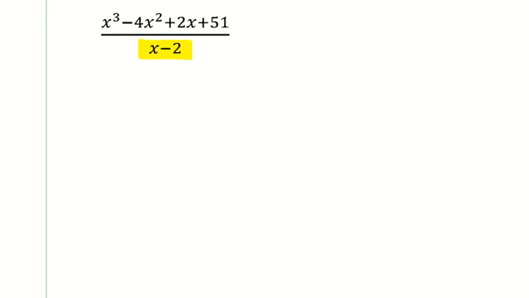Okay, but this one is prime for synthetic division. So when we have x to the third, that's like 1x to the third. And negative 4x squared, 2x, and positive 51.